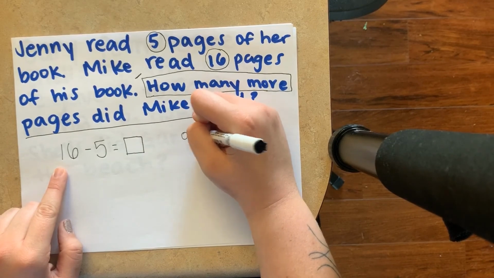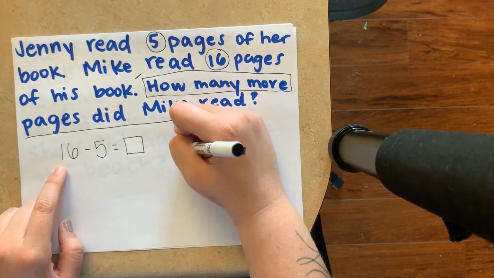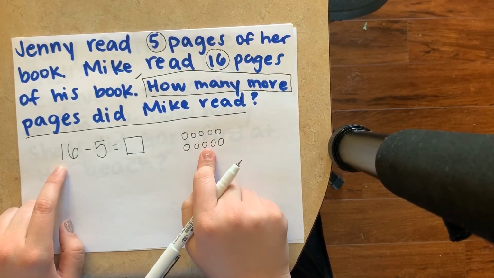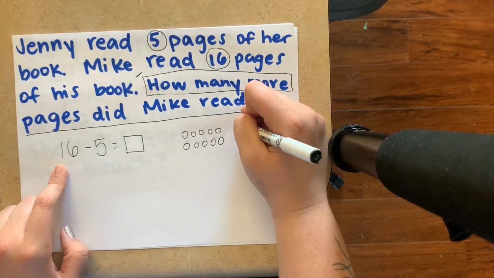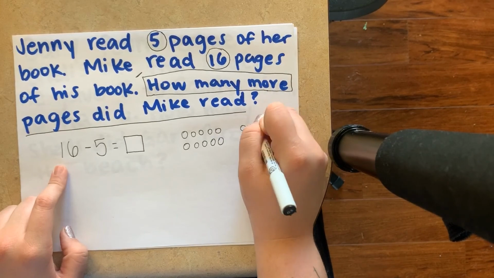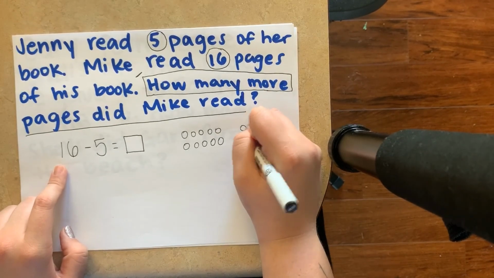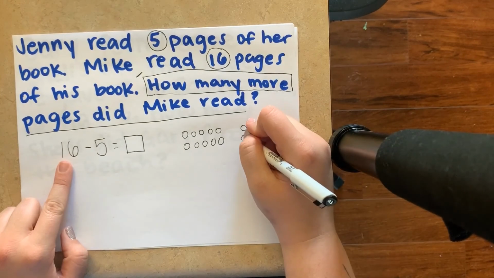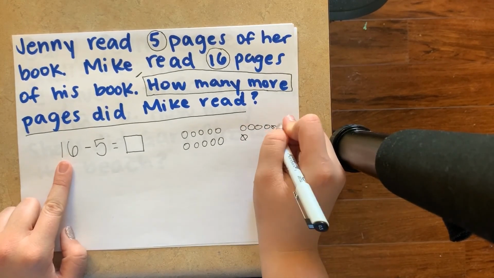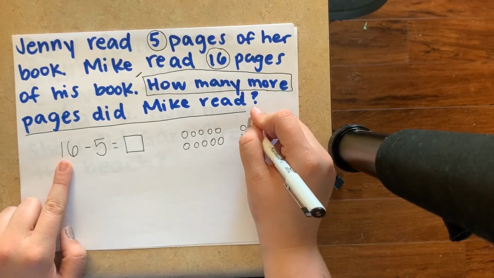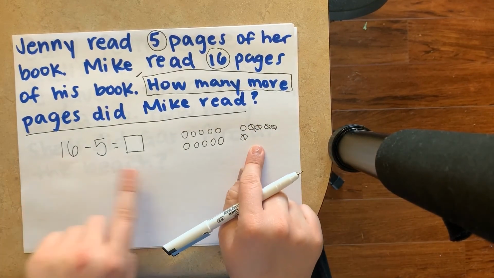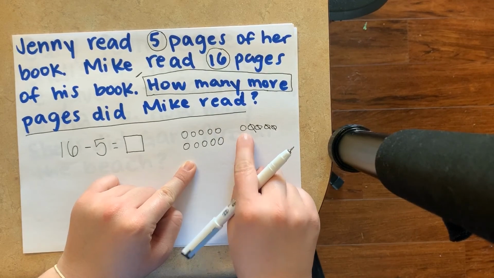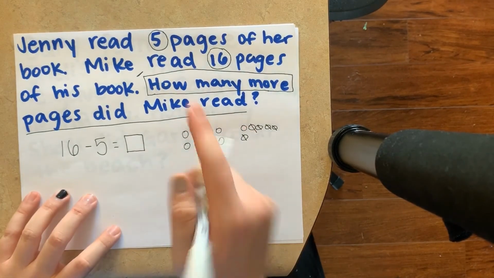1, 2, 3, 4, 5, 6, 7, 8, 9, 10. Keep them in tens frames so they're easy to count. 1, 2, 3, 4, 5, and 6, because 10 plus 6 is 16. Then we cross out 5. 1, 2, 3, 4, 5. Let's see how many we've got left. Well, I know that this is a group of 10 and I've only got one left here. So 10, 11.